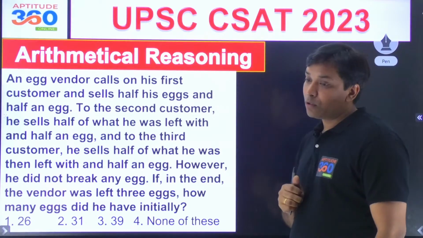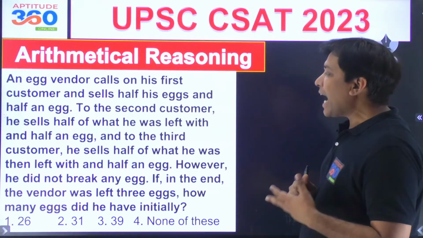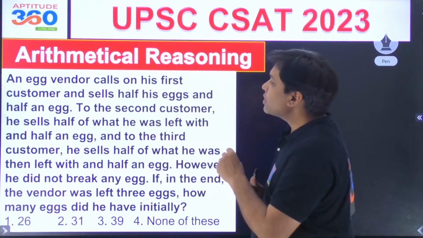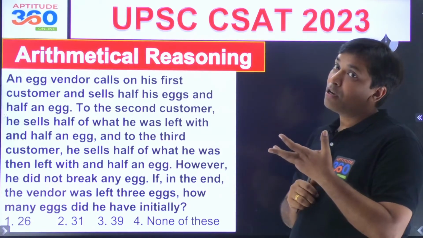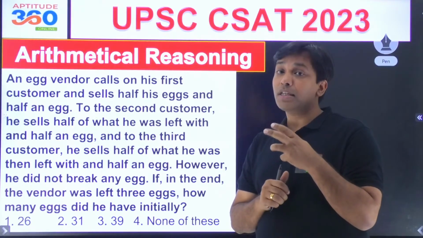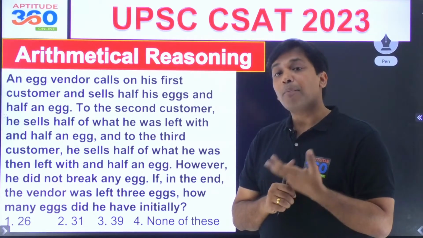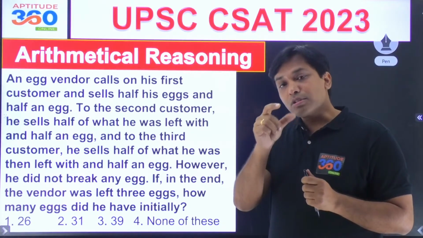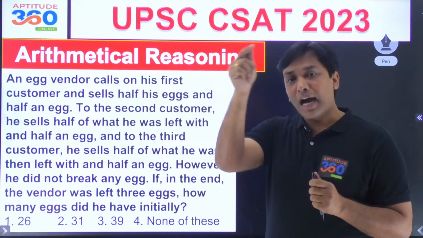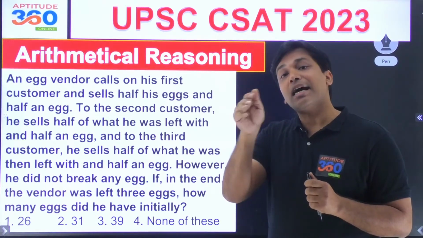What is the answer, people? An egg vendor calls on his first customer and sells half his eggs and half an egg. To understand the problem, it is an interpretation problem, a comprehension problem. It says that he will give half of the number of eggs plus half an egg, meaning half of one egg.